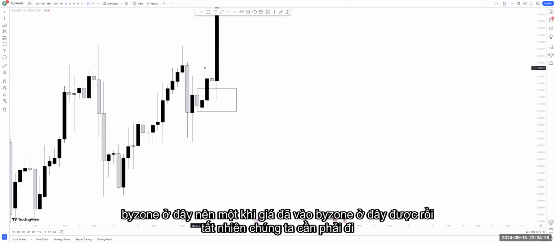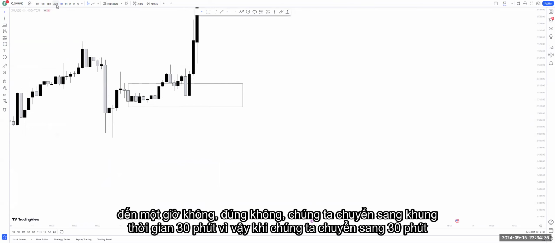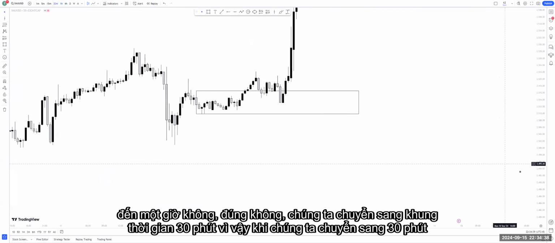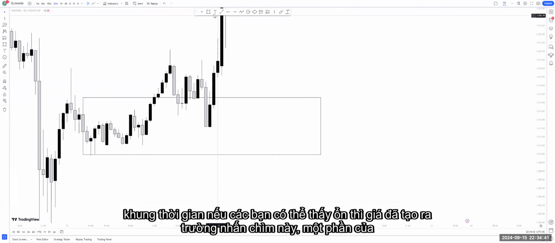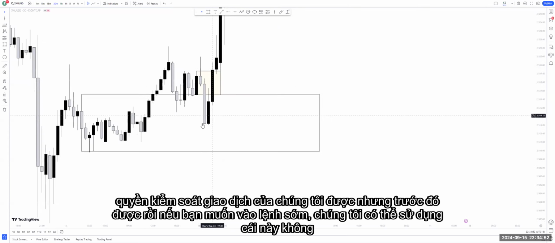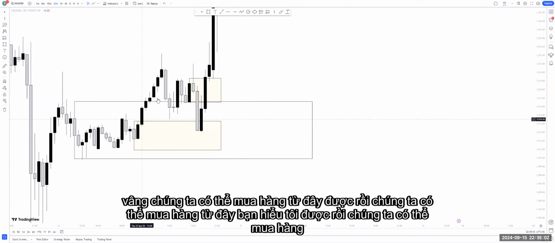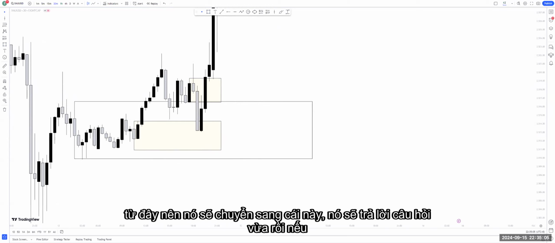Once the price gets into this buy zone, do we need to go to 1 hour? Nope. We go to the 30 minutes time frame. Once we go to 30 minutes, if you guys can see, the price created this engulfing, which is part of our trade control. But before that, if you want to get an early entry, can we use this one? Yes, we can take a buy from here. You got me? We can take a buy from here.